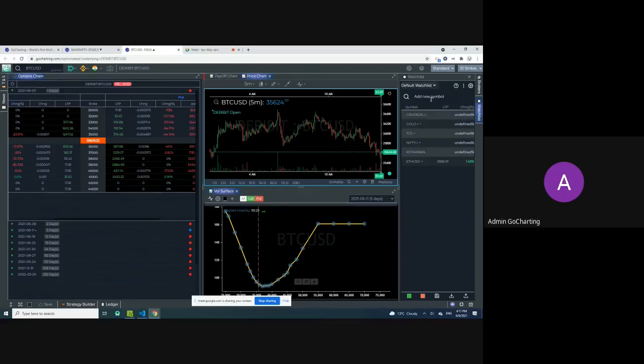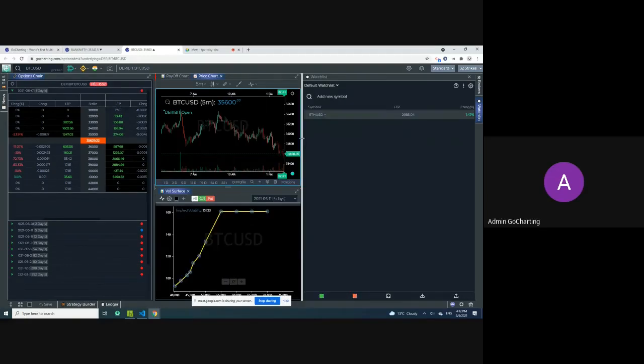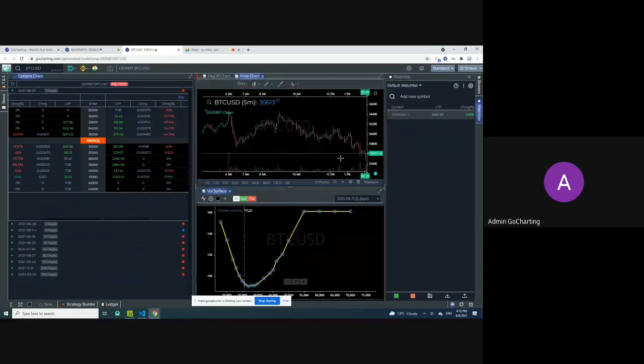Suppose I added a bunch of symbols in here. So I added Ethereum ETH USD here. Now that I have configured it in this way, for every component, when you hover your mouse on each of these splitters, or what I call the boundary walls, you can drag and drop them and move them.